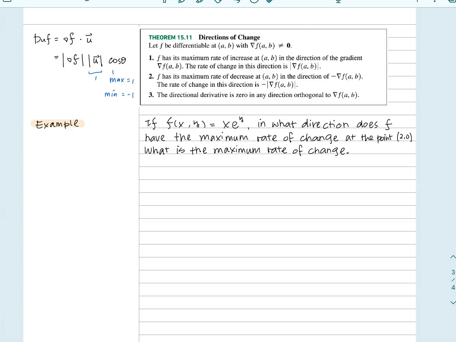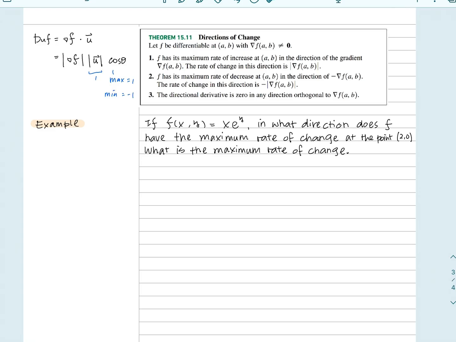So then if the directional derivative is 0, then that's when theta is 90 degrees. So it's orthogonal. Then cosine theta is 0, then the directional derivative is also 0. All right, so when the direction is orthogonal to the gradient, then the directional derivative is just 0. All right, so we can use the gradient to get the maximum and minimum rate of change of the function at a given point. Now let's see an example problem.